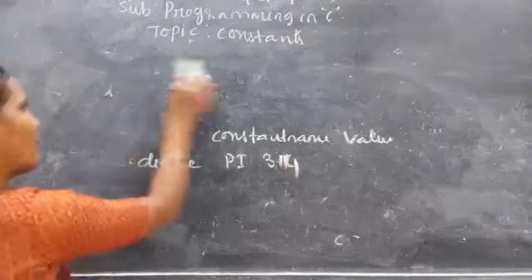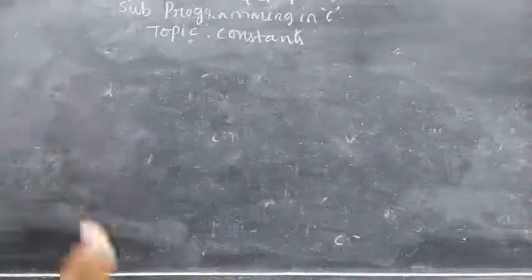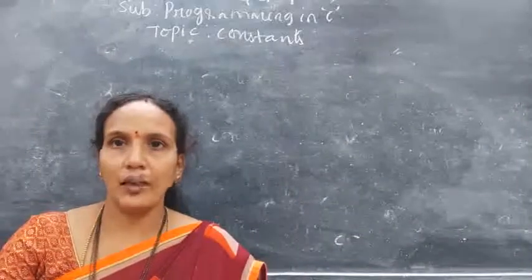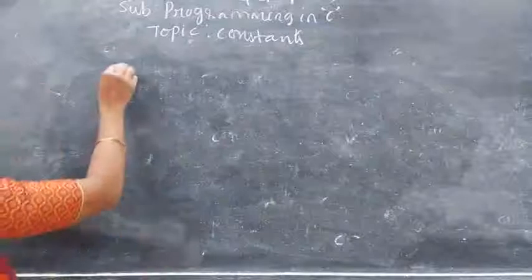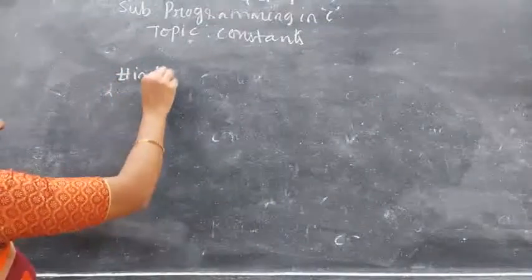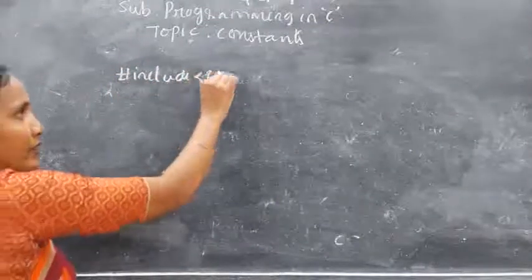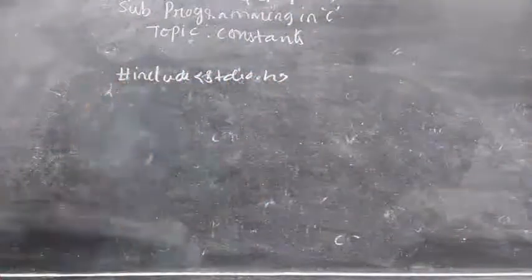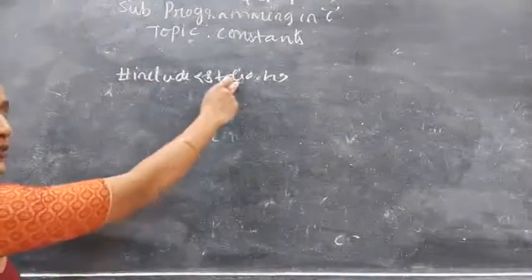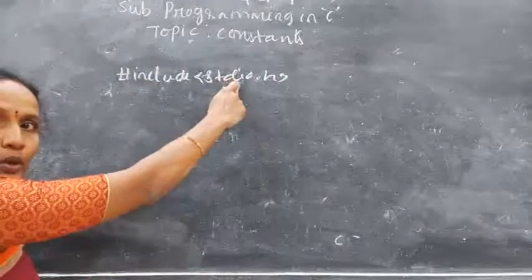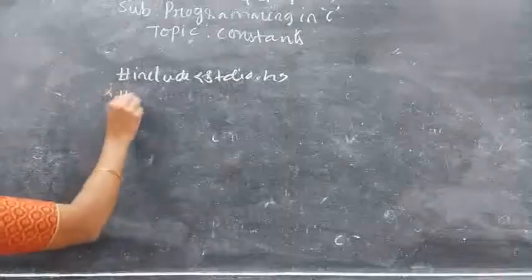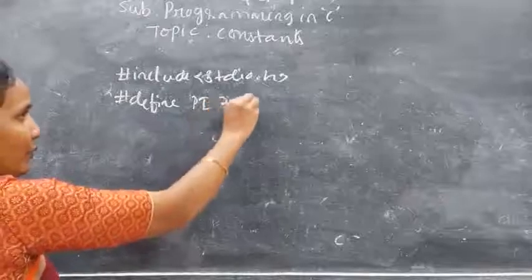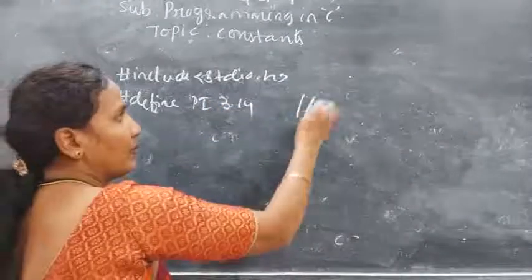Now we'll write one example program using constants. Hash include is a header file. Again, it is a preprocessor. Before starting program execution, whatever files and functions are there in this header file should be loaded into the program. After this, immediately I am giving one more, hash define pi 3.14. It is a constant.